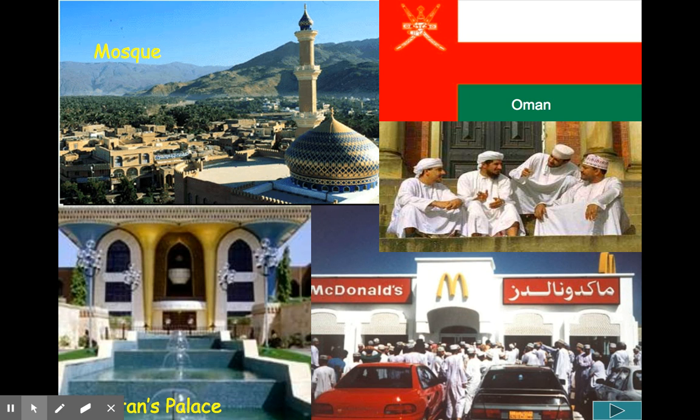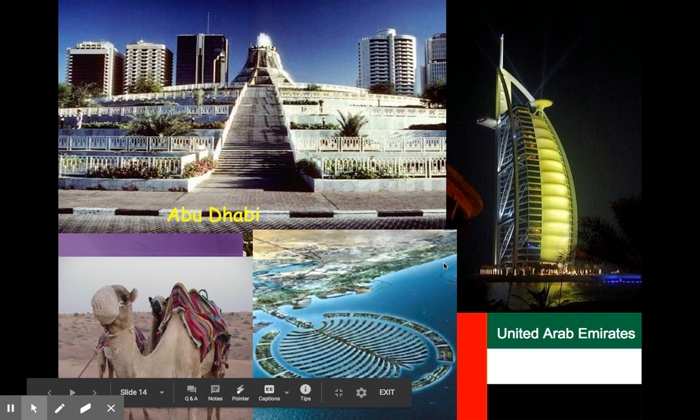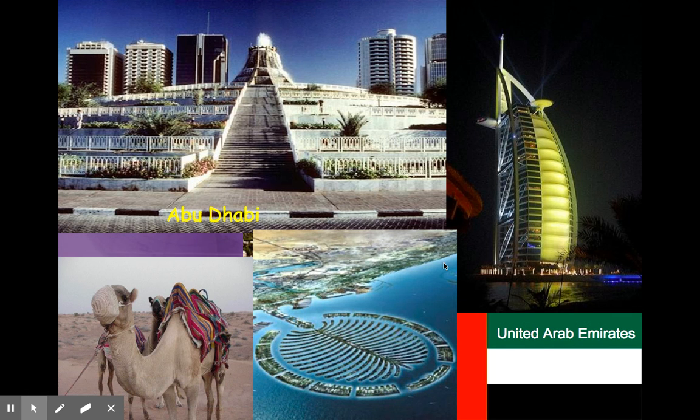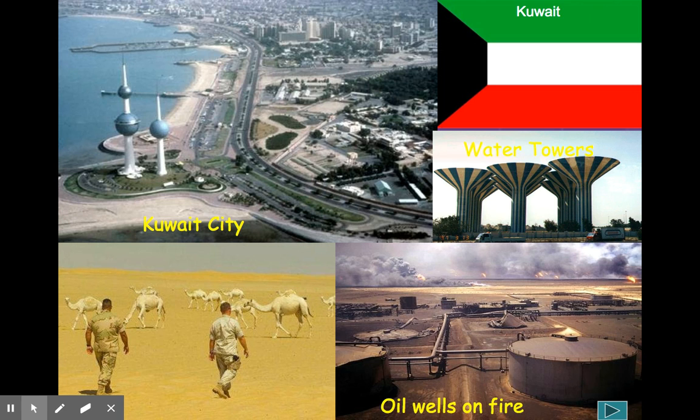Got McDonald's there, some palace. It says Sultan's Palace. It's behind a couple things. Then you have the UAE, very rich, and we'll talk about why. And Qatar is there next to the UAE. Kuwait is also next to them. Kuwait's been popular because of oil.